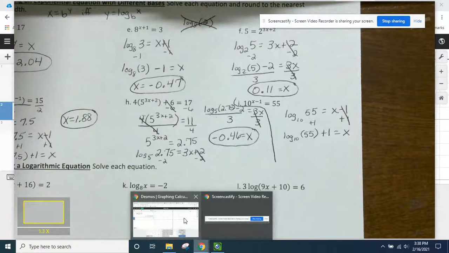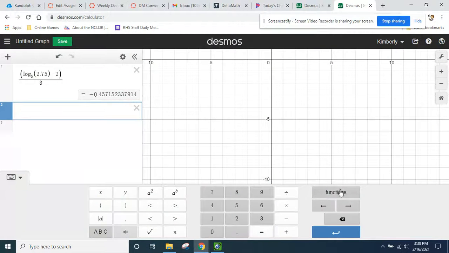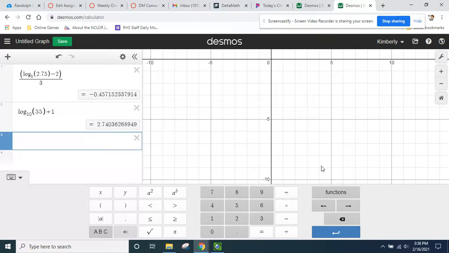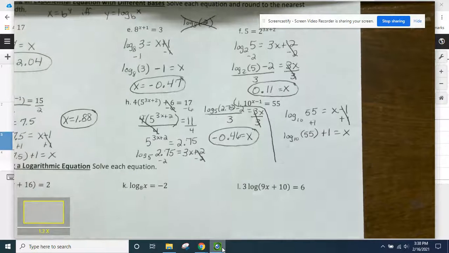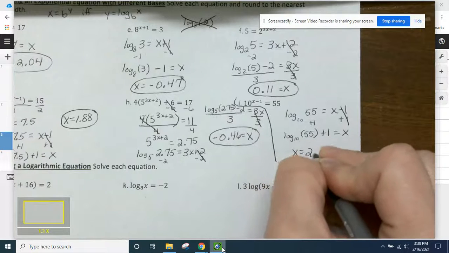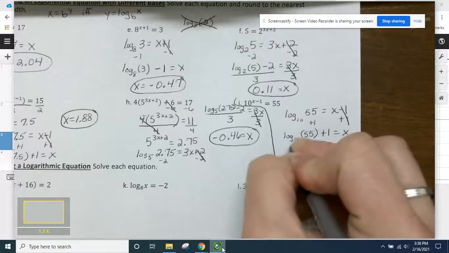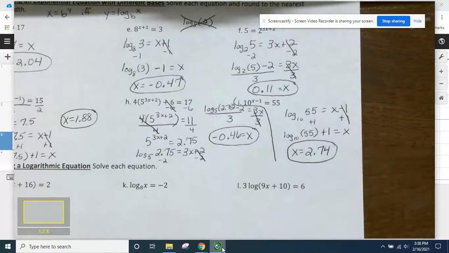Okay, so let's go to Desmos and see what we get. So log base 10 of 55, and then we're adding 1 to it. All right, we get 2.740, so that's going to be 2.74. So x equals 2.74.